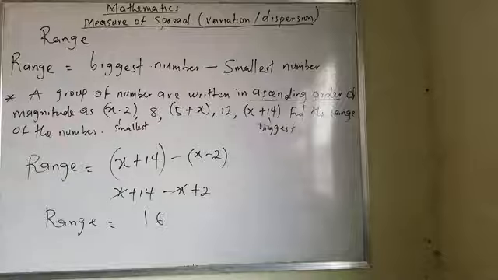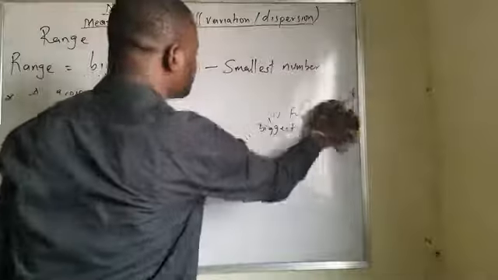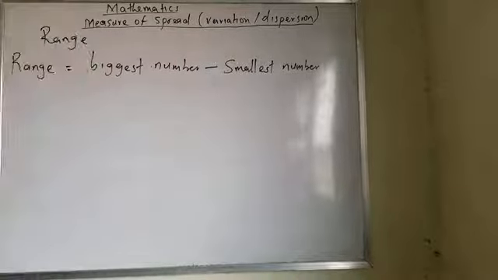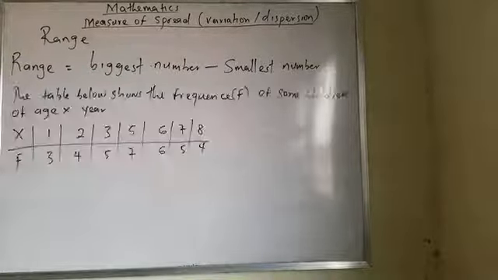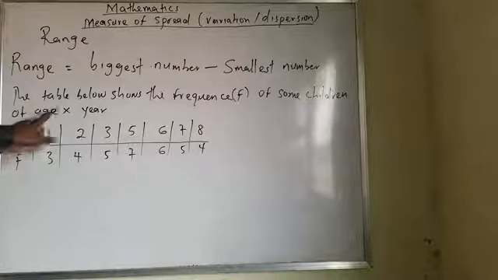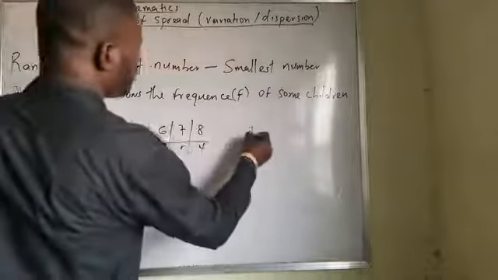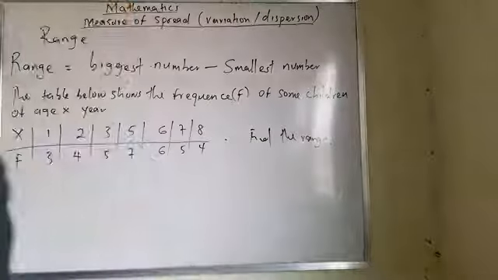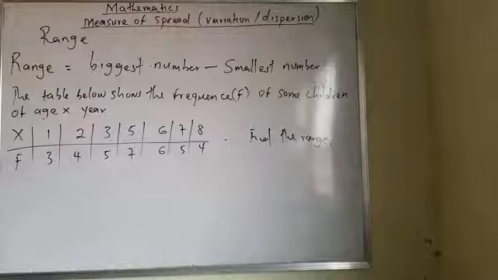Now, another problem can come this way. I'm just giving you some scenarios so that when you have it in your exam, you are good to go. It can come in tabular form. Look at this problem. The table below shows the frequency of some children of age x years. This is their age, this is their frequency. Now, you want to find the range. How will I find the range at this point?